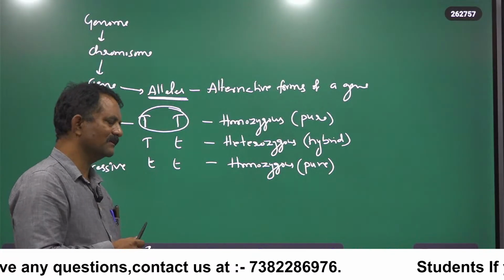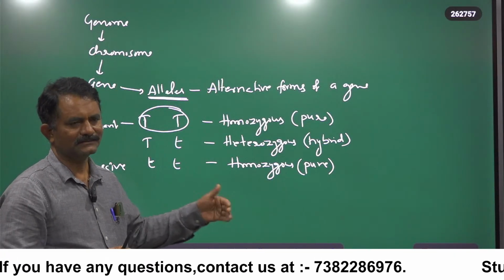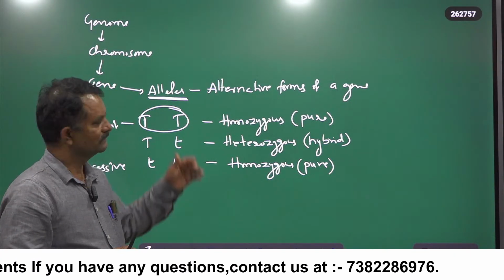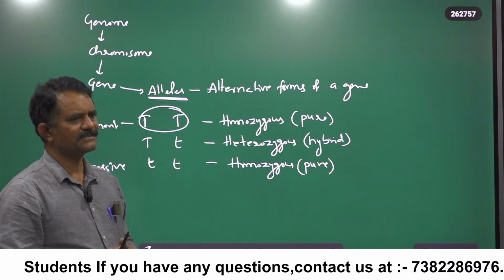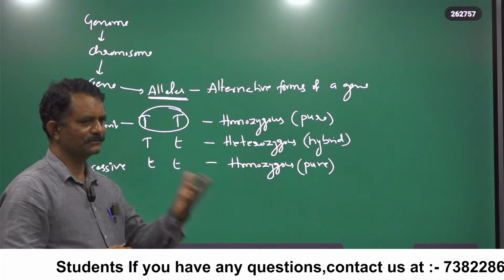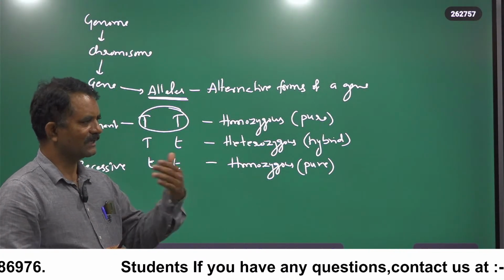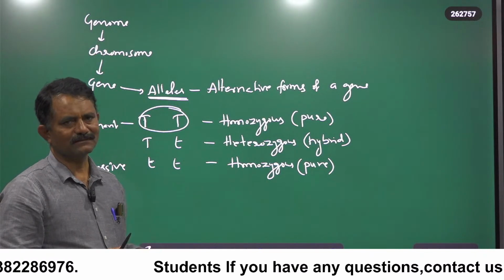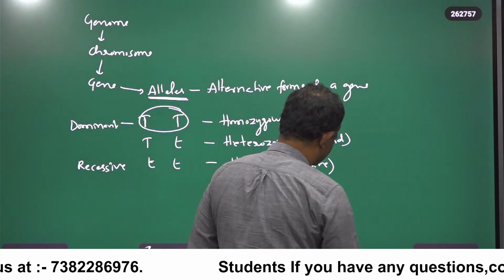So what is the duty of a gene? The duty of a gene is that it is transmitted from parent to progeny. Earlier it was called factors by Mendel. It is transmitted from parent to progeny as well as expressed to form phenotypic characters. Every phenotypic character is expressed by the gene that is present in DNA.